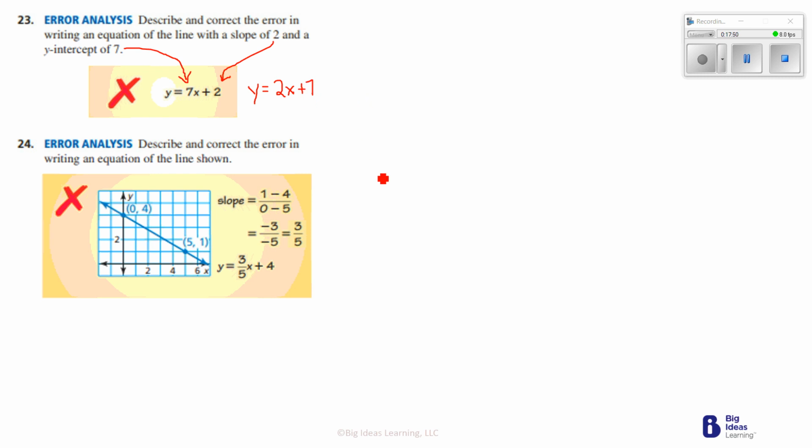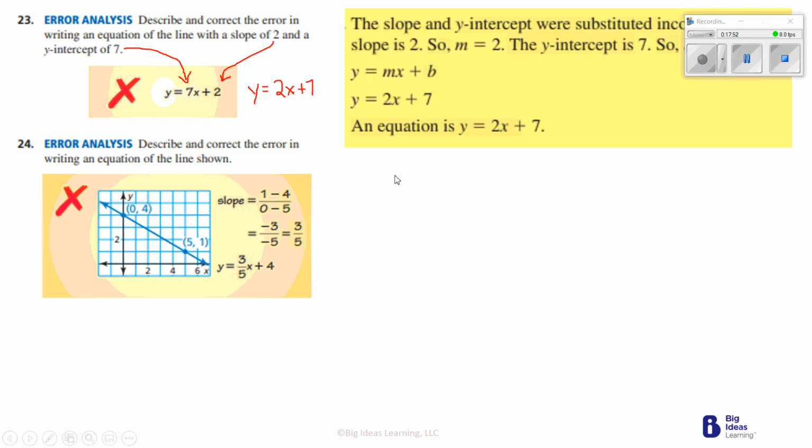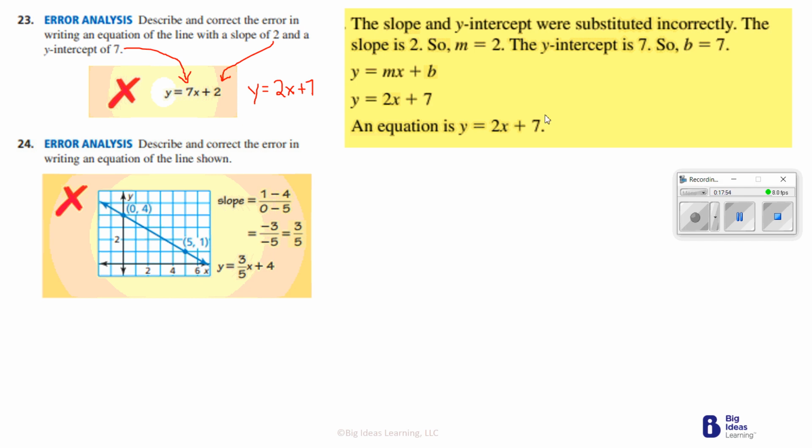Let's see what they wrote down for their answer. It says the slope and y-intercept were substituted incorrectly. The slope is 2, so m is 2, that's right. And the y-intercept is 7, that's correct. So we will have y equals 2x plus 7. That's exactly what we got. All right, 24 is yours to do.